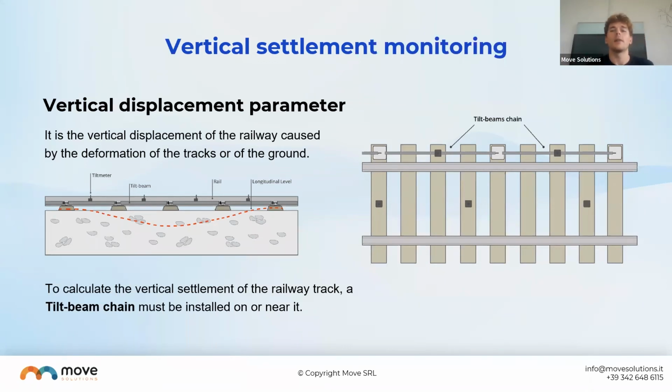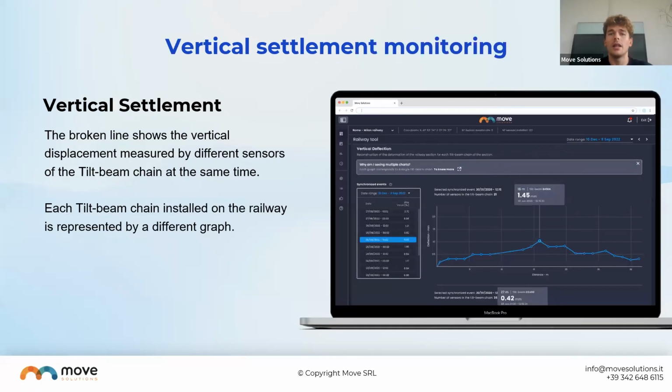Starting from an initial point 0, it's possible to reconstruct the deformation of any structure. For each anchor point, we have a displacement. It is possible to create different chains for each section and monitor the vertical behavior of the railway track. This is more or less the configuration of deflection of a chain of tilt meters.